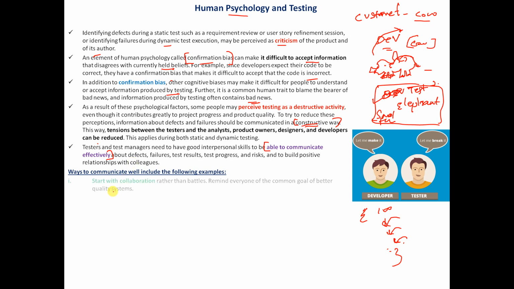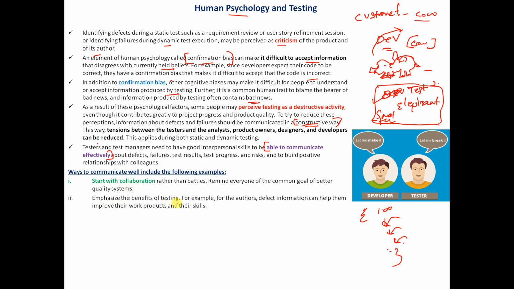Let's see here. Start with collaboration rather than battles. You should talk collaboratively, like we are working on the same product. We are delivering the same product. If the product goes wrong, it is not only a screw-up for you, it's for me also. So you have to communicate in such a proper way.